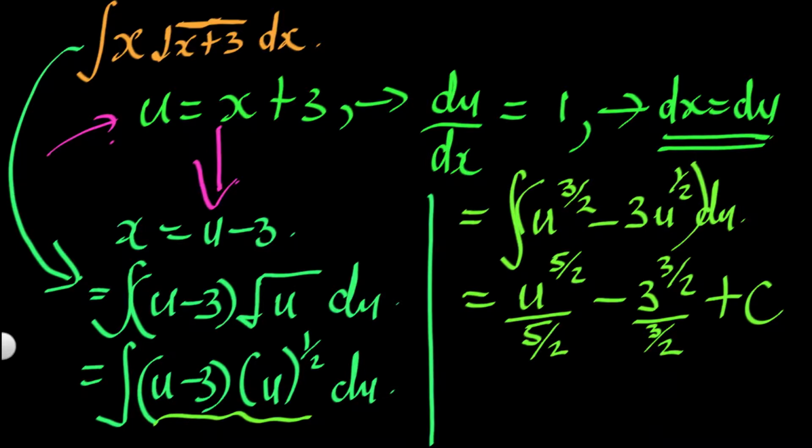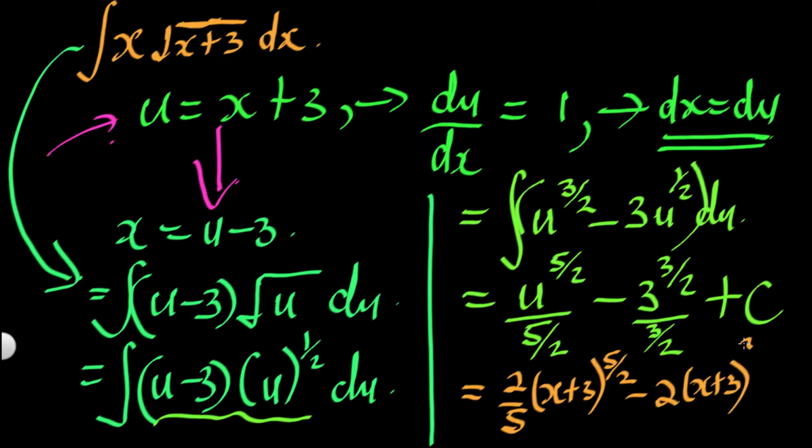Now we just have to put back our u in terms of x. Where there's u, we're going to replace it with x plus 3, and simplify what we have here. So the final answer will be 2 over 5 times x plus 3 to the power of 5 over 2, minus 2 over 3 times x plus 3 to the power 3 over 2, plus a c.